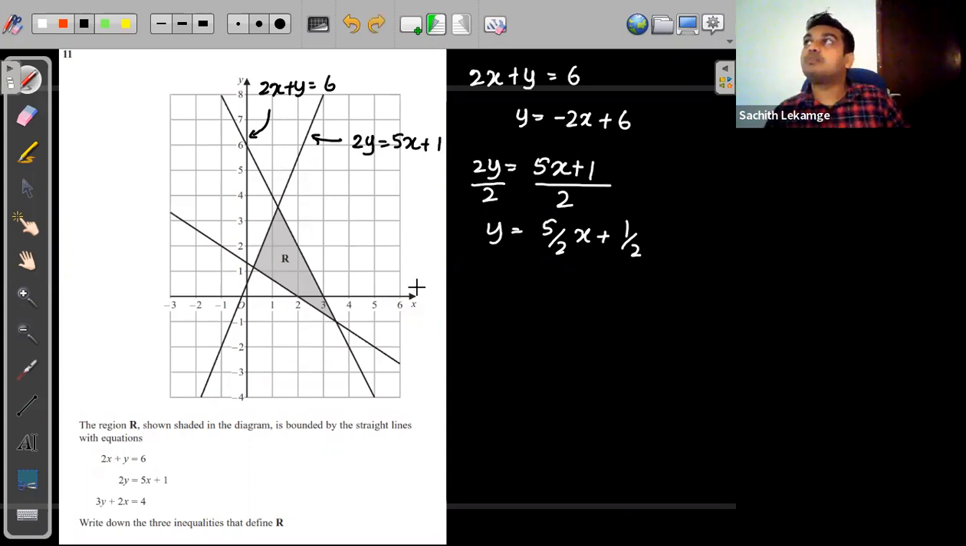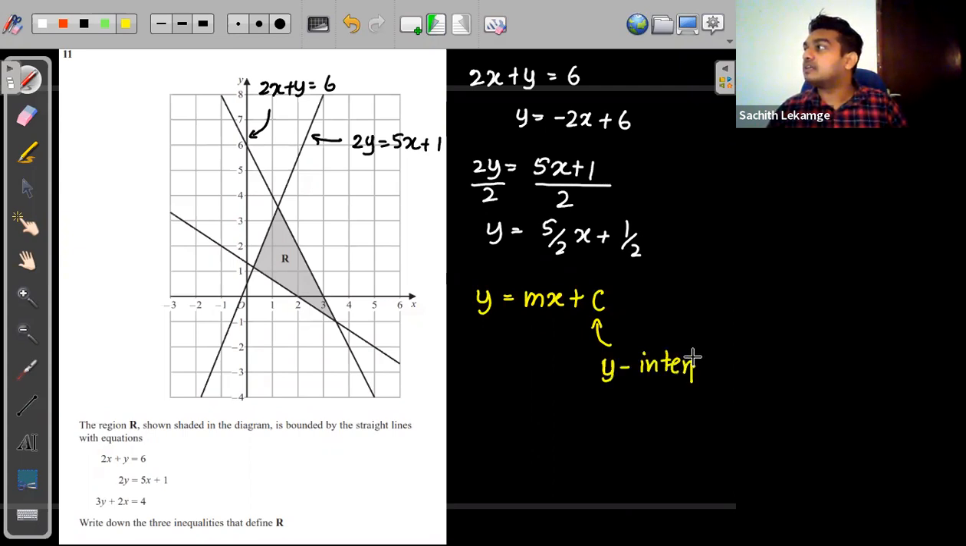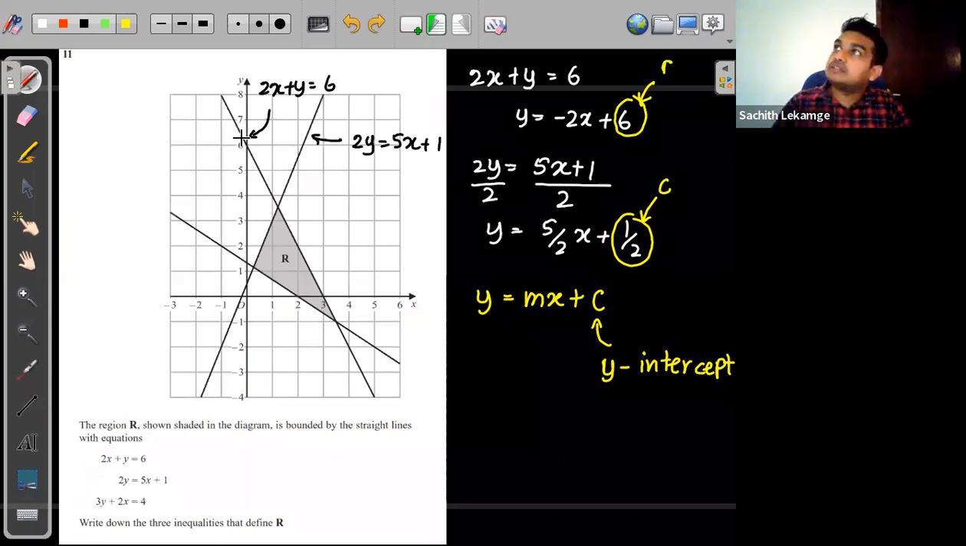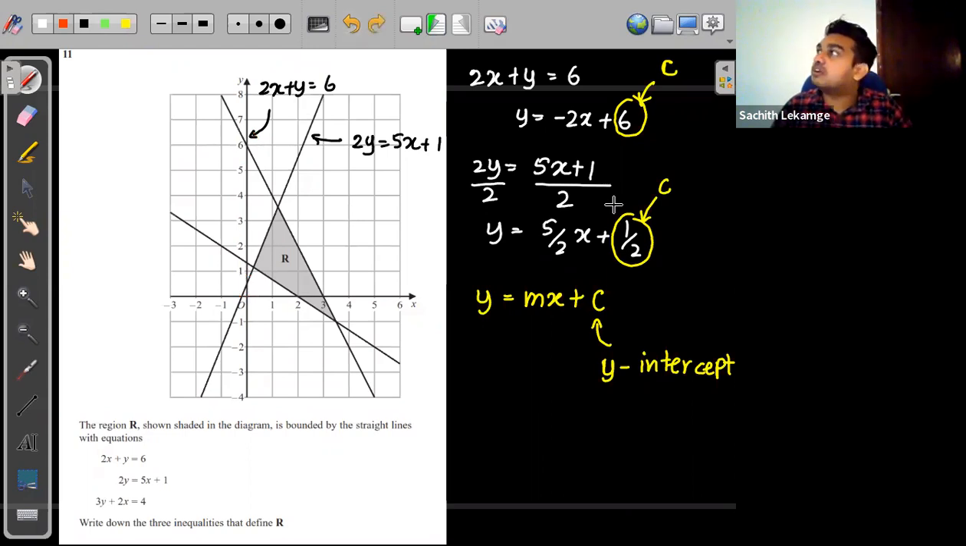Now, what is the general form of the equation? y equals mx plus c. This c will give you what? The y-intercept. In other words, the place where I cut the y-axis. Now see, what is the intercept here? Half. What is c over here? Plus 6. Can you see what c is over here? 6, which means we can identify this as the equation. What is the intercept? Half. So it is clear this should be the equation of this one.